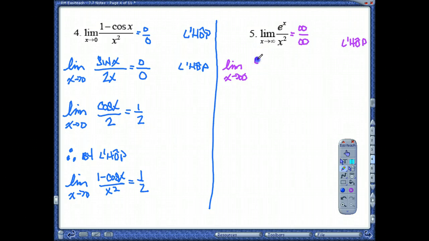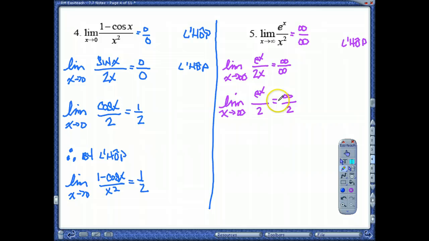The derivative of e to the x is e to the x. The derivative of x squared is 2x, and it looks like we get to do it again. Make sure you're letting them know why you're doing L'Hopital's rule, and that's because we've got infinity over infinity. The derivative of e to the x is still e to the x. The derivative of 2x is 2. So when I put in my infinity this time, I get infinity over 2.